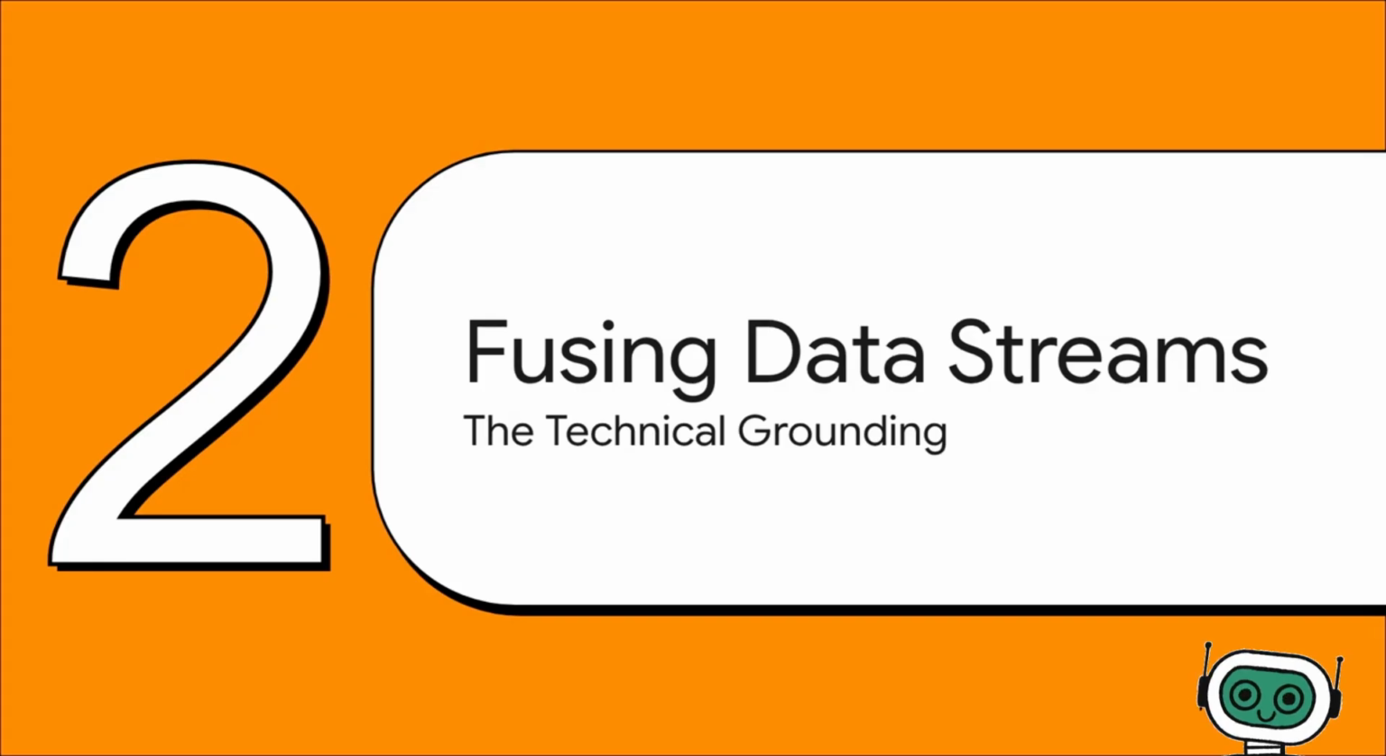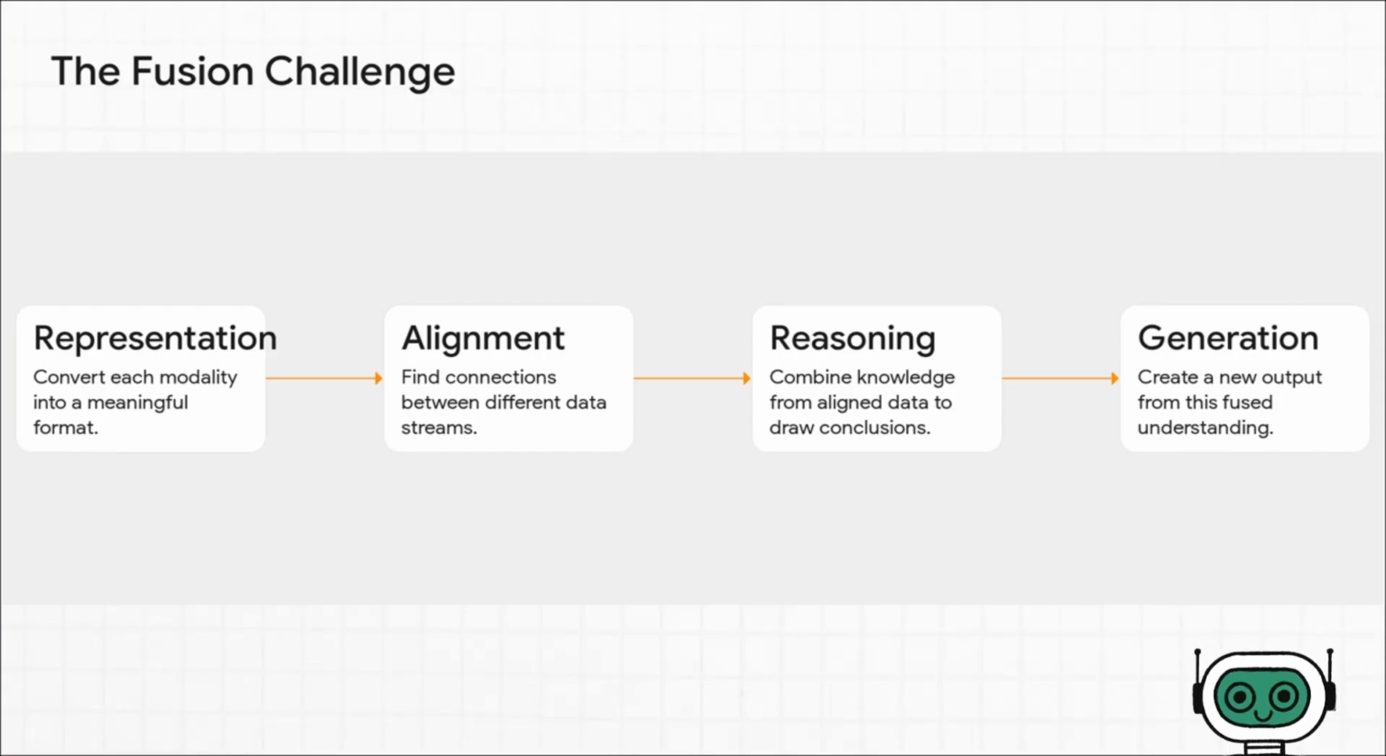Okay, so that's the what. Now let's touch on the how at a high level. See, the real trick isn't just getting the AI to accept different kinds of data. The real engineering challenge is fusing them all together into one single coherent understanding. So, how does this fusion actually work? You can think of it as a four-step process.